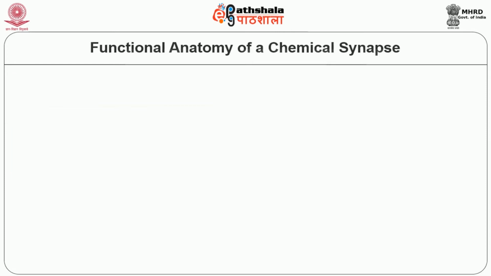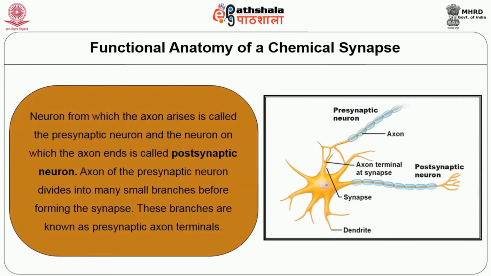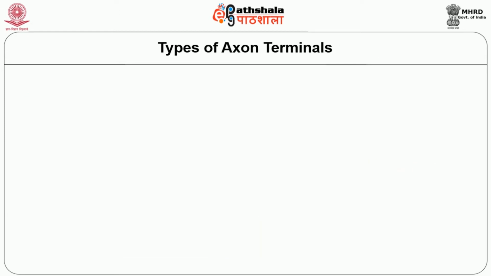Coming to the functional anatomy of chemical synapse, the neuron from which the axon arises is called the presynaptic neuron, and the neuron on which the axon ends is called the postsynaptic neuron. The axon of the presynaptic neuron divides into many small branches before forming the synapse, and these branches are known as presynaptic axon terminals. Now let us see about the types of axon terminals.